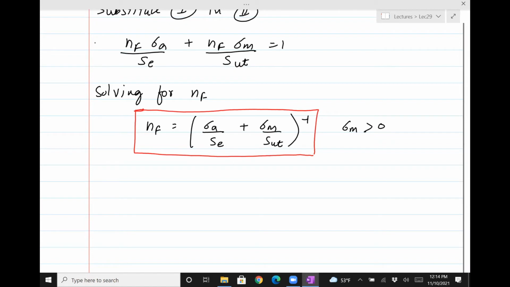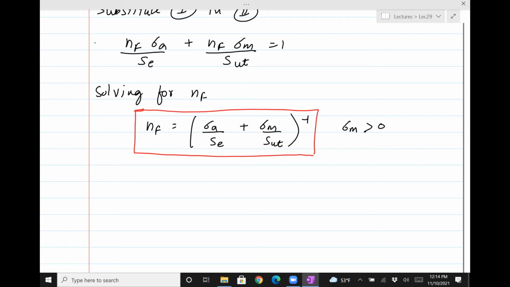So this is how you'll design elements just to withstand fatigue loads. You find what SE is and what SUT is, which we've done. SUT is a material property. SE is something we found in the previous sections using Ka, Kb, and so on. And sigma a and sigma m are given to you. They are the stresses induced on that element when it is being used. So once you know that, you can find the factor of safety.